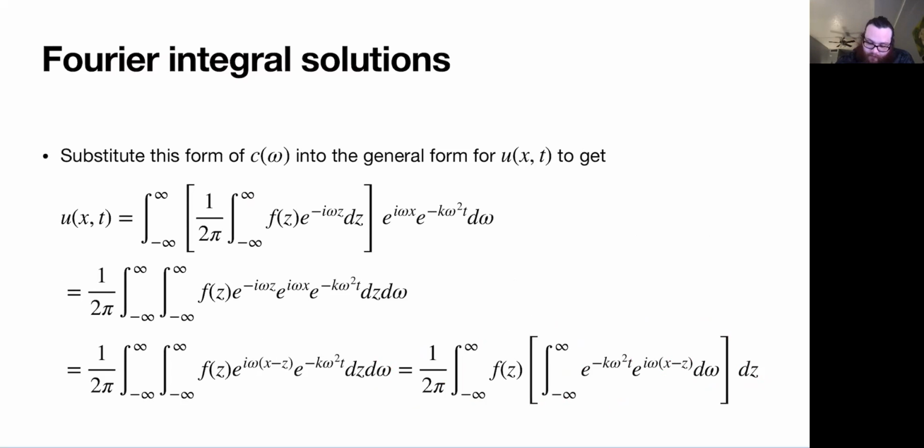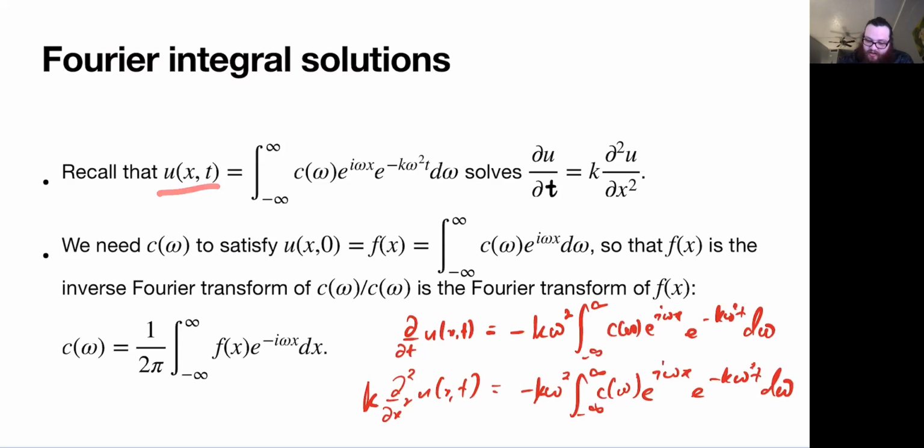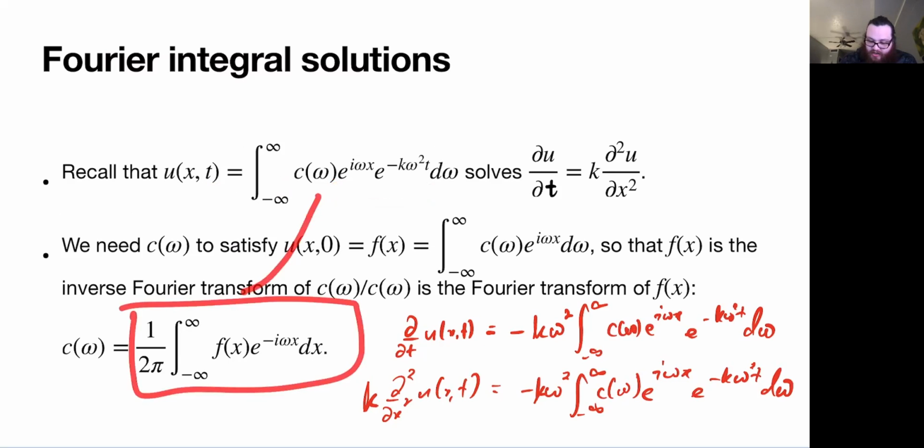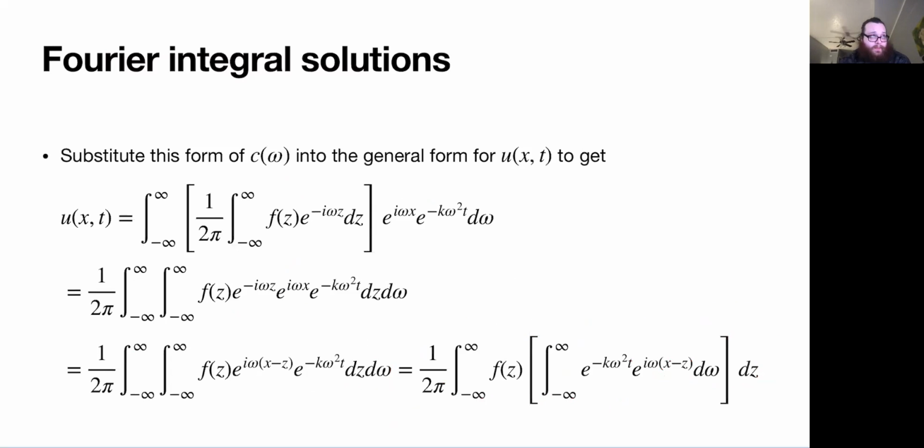Okay, so we said u of x, t is the integral of c omega times these two exponentials. So what we're going to do is plug in this expression here for c omega. Great. Let's pull out the 1 over 2 pi so we don't have to worry about it yet. And then otherwise we have our initial condition times this exponential coming from the Fourier transform times this other piece that we had in our solution representation.